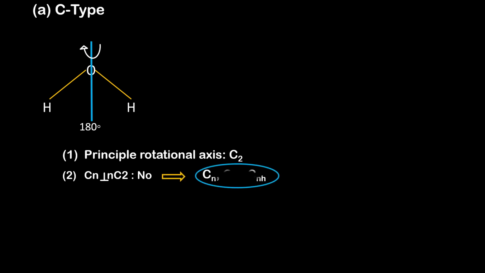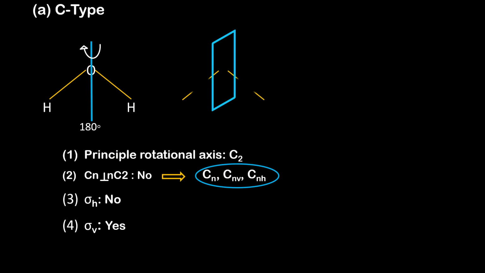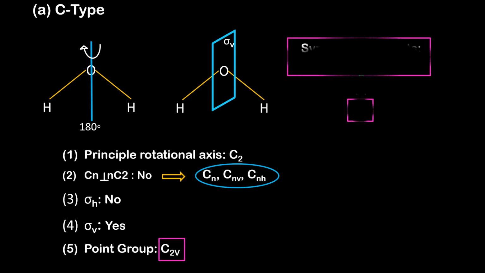So it belongs to the C type of the point group, where Cn, Cnv or Cnh type of point group may be there. Third, is there any sigma h? No. Fourth, is there any sigma v? Yes. Water molecule has sigma v. So the point group of the water molecule will be C2v. Here are the symmetry elements for the water molecule for the C2v point group.